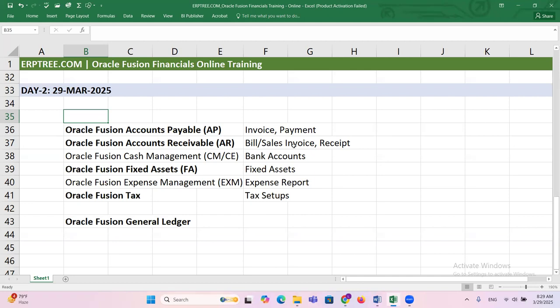So if you want to understand how much amount you received from your customers in the last month or current month, you have to go to AR and look into receivables. And if you want to understand how much balance is available across your bank accounts, you have to go to the cash management application. And if you want to understand how much value of assets you have, then you have to go to the fixed assets application and look into the value of assets we have.